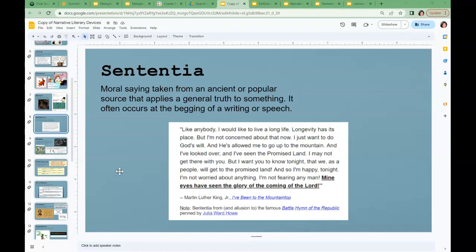Good job, you. And so it's essentially just taking a really well-known quote. Well, it doesn't have to be super well-known, but pretty well-known quote, putting it at the beginning of a speech or a writing and using it to expose some type of truth. That's sententia.